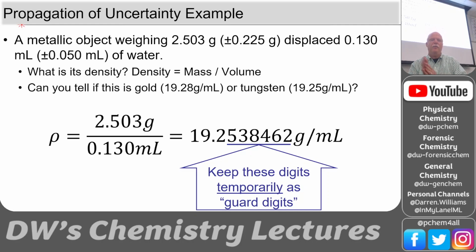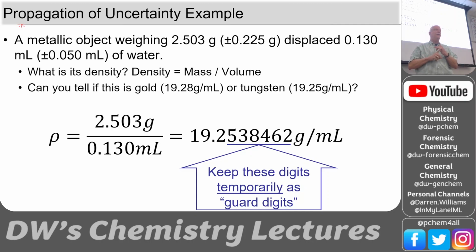And so let's look at an example. Say, from a lab that wants to know the identity of this metal substance, and so they're going to use density to identify the metal substance. They have a metallic object weighing 2.503 grams, plus or minus 0.225 grams, so that's the uncertainty in that measurement. It displaced 0.13 milliliters, plus or minus 0.05 milliliters of water. So we use a graduated cylinder. You make the mark, you drop the metal object in, you make the new mark. That difference is 0.13 mL. And then you have the object weighing 2.5 grams.